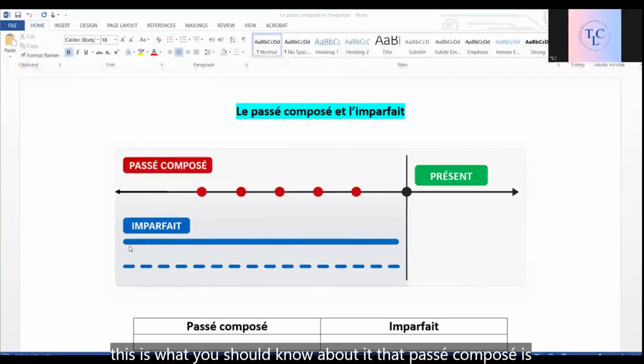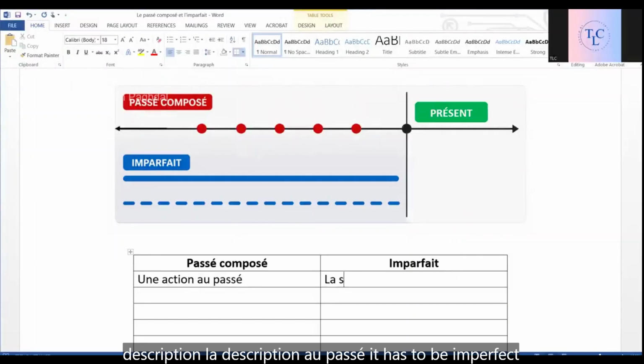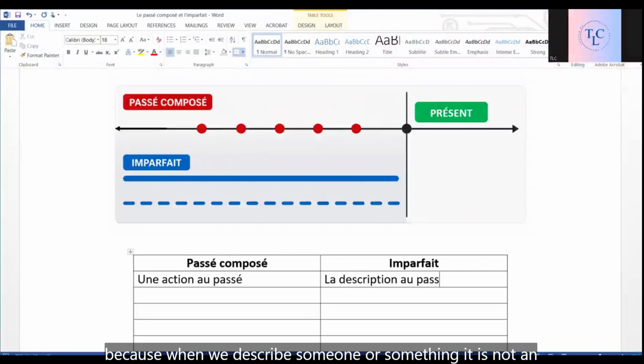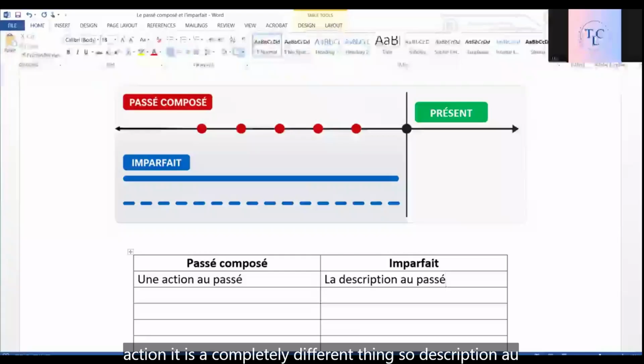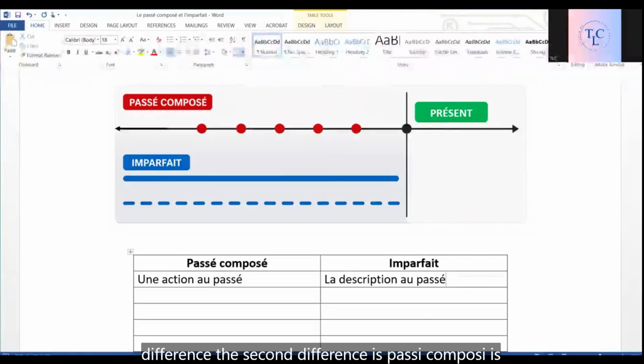So this is what you should know: passé composé is an action, c'est une action au passé. But if it's description, la description au passé, it has to be imparfait. Because when we describe someone or something, it is not an action. It is a completely different thing. So for description in the past, we'll use imparfait. So that is the first difference.